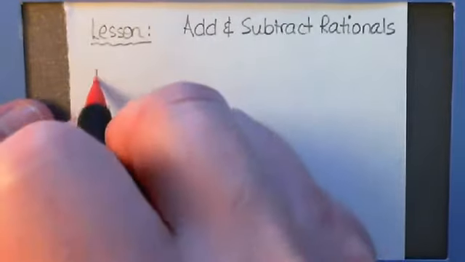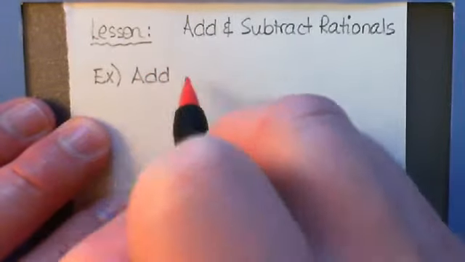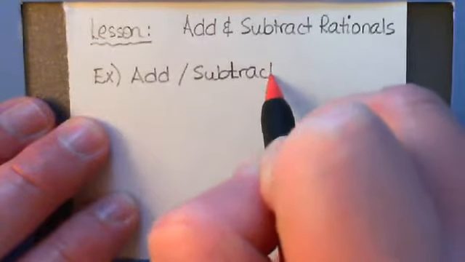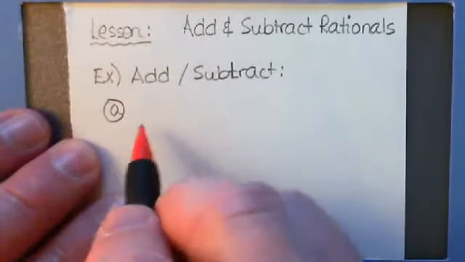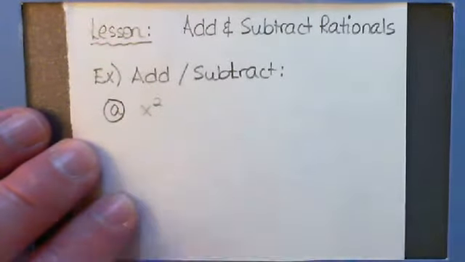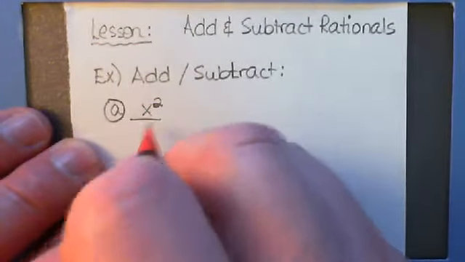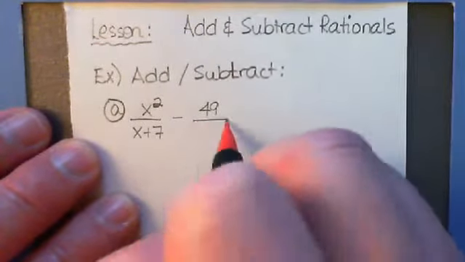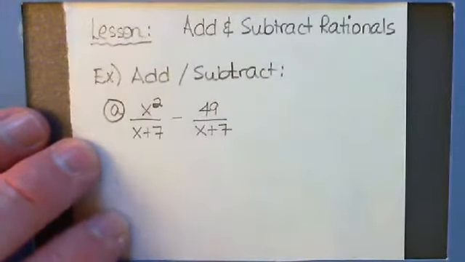Very simple, because the denominators are going to be the same. If you remember, rationals are like fractions. And one thing about adding and subtracting fractions is you need to make sure the denominator is the same. So if we do this example right here, which is x squared... Alright, here's the example. x squared divided by x plus 7 minus 49 divided by x plus 7.